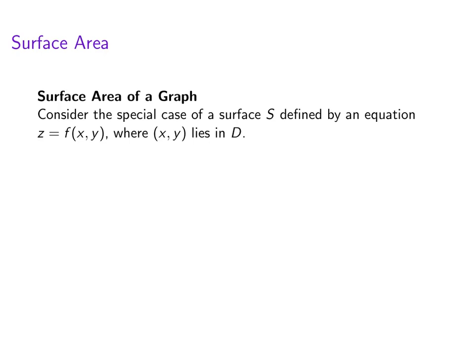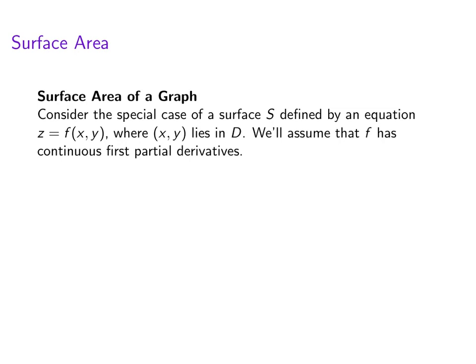Hello, calculus fans! So we've done the work to compute the area of a parametric surface. Now we want to do a specific case where our surface is defined by an equation, z equals f of x, y. And this is actually a fairly common case where we want to compute a surface area. Let's go ahead and assume that f has continuous first partial derivatives, as is the case with any sort of nice function that we'll run into in this class.